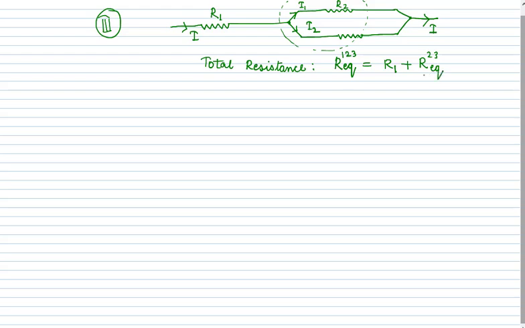Right? Now we want to calculate this R equivalent of 2 and 3. So these are in parallel. So simply apply the rule for the parallel combination. So 1 upon R equivalent for 2 and 3 is equal to 1 upon R2 plus 1 upon R3. And this may be written as R2 R3 in the denominator and in the numerator you will have R2 plus R3. So that gives us the value of R equivalent of the 2 and 3 resistor combination as R2 R3 upon R2 plus R3.